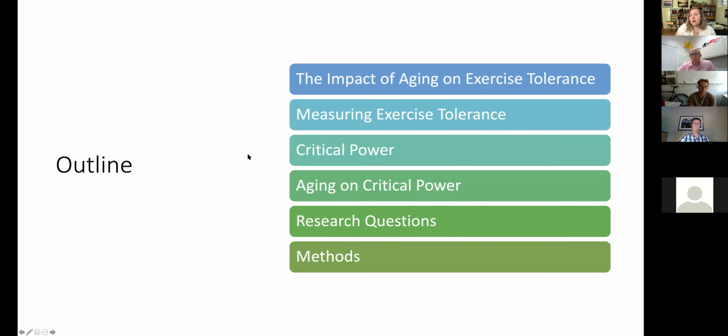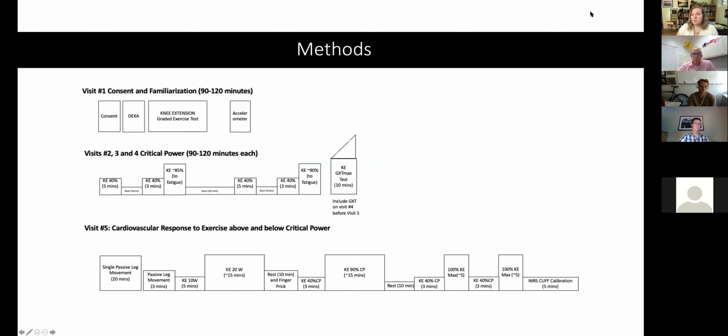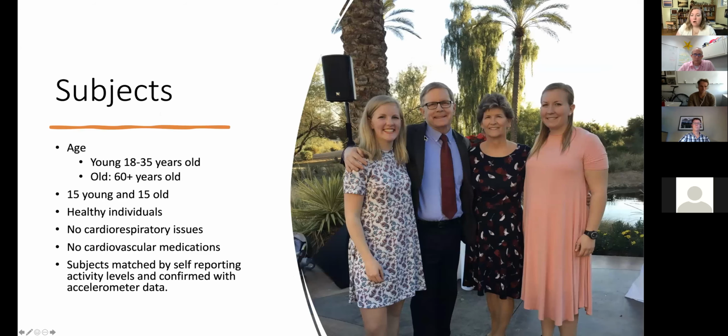So let's talk about the methods, how we're going to answer these questions. So this is a brief overview of what my methods are going to be, and I'll discuss that in a minute. But before we get there, let's talk about our subjects. So this is a picture of me and my little sister and my parents, because they are older.